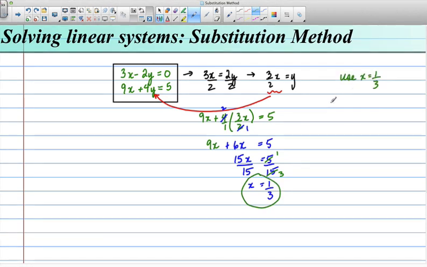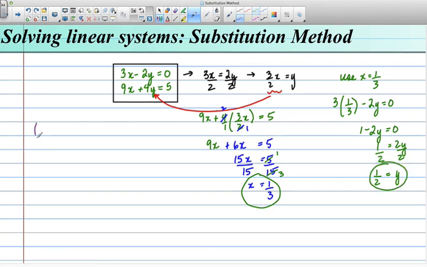Now we'll use x is equal to 1/3 in the first equation. So y is equal to 1/2. We have an x value of 1/3 and a y value of 1/2, but we're not sure. Let's check.